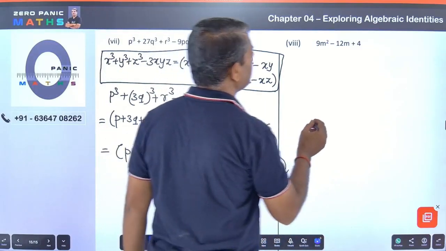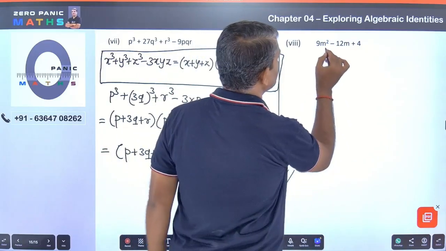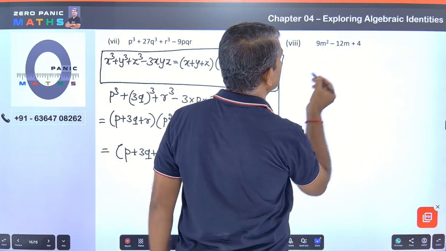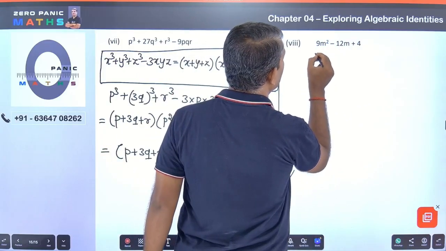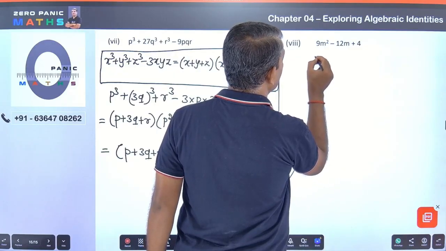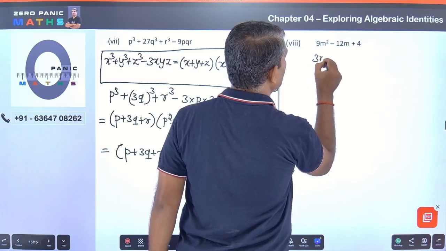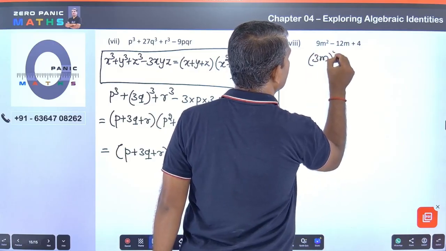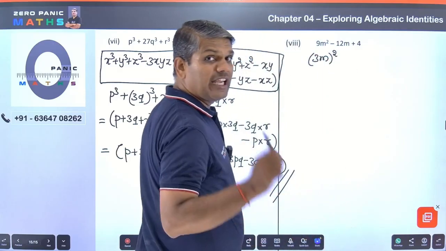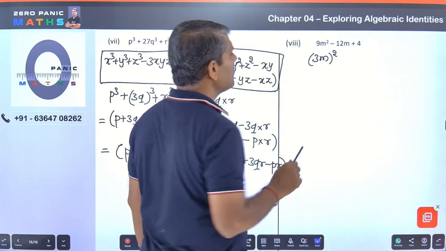Next one looks easier to me. It is a square minus 2ab plus b square. It is looking like that. So 9 is a perfect square, that's the reason I told it. So it is 3m whole square. Let me write that in the form of a square minus 2ab plus b square.